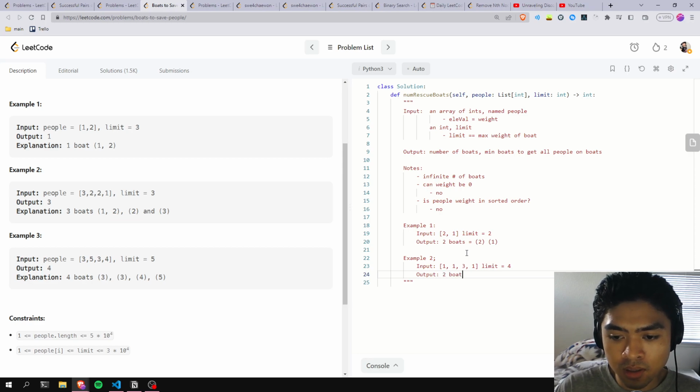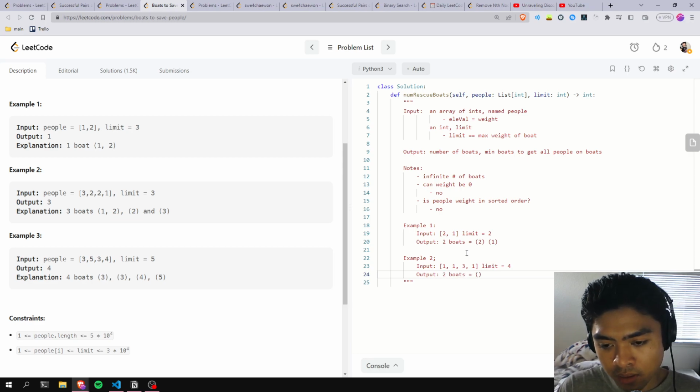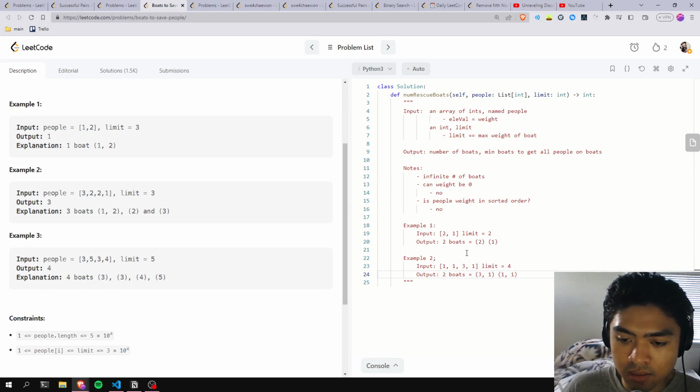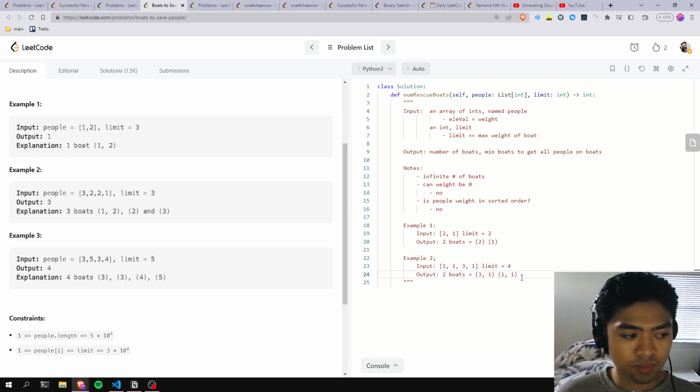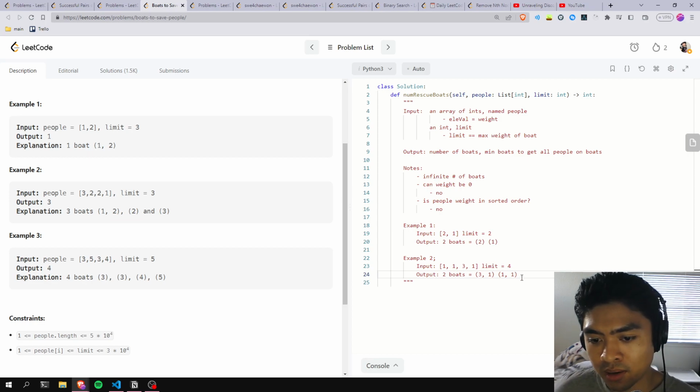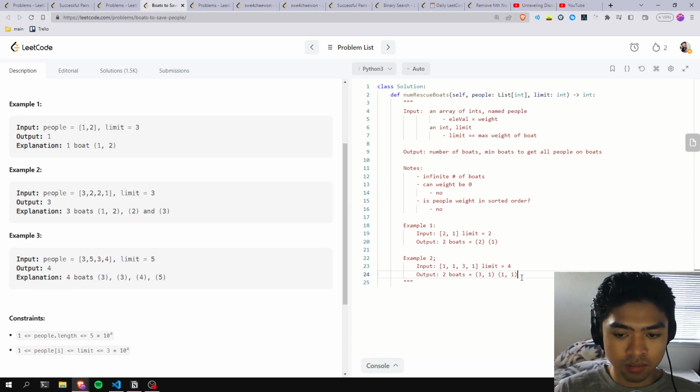But in general, it's going to come down to two boats, where we can either have 3 and 1, and we're also going to have 1 and 1. So yeah, that's going to be it. It makes sense. It's just the way of how I should do this, right? That's something I need to think about. But let's go over some approaches so I can showcase what I'm thinking about.